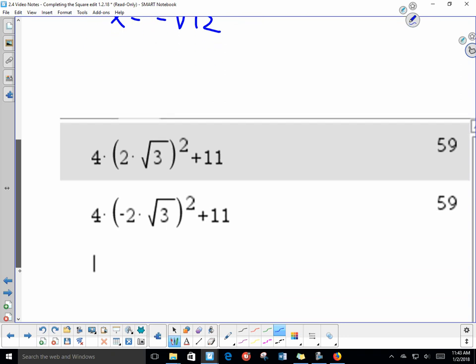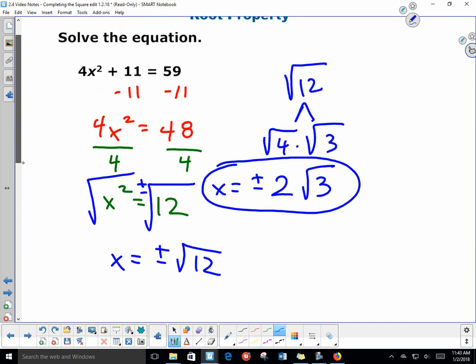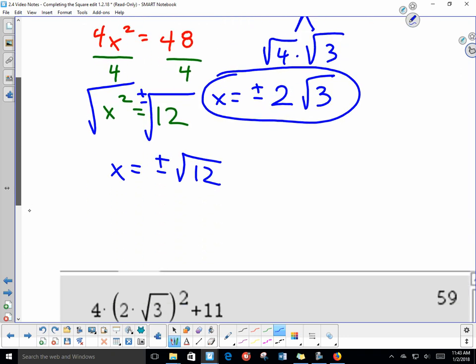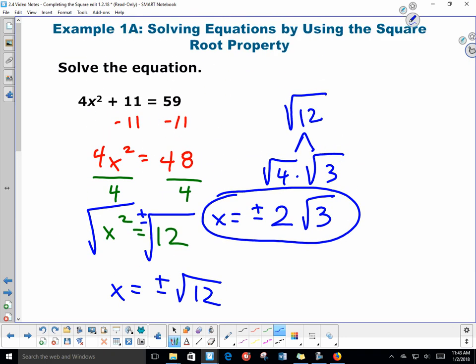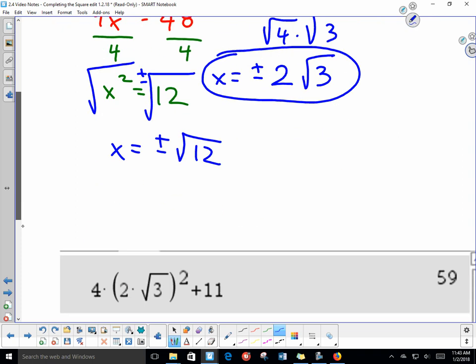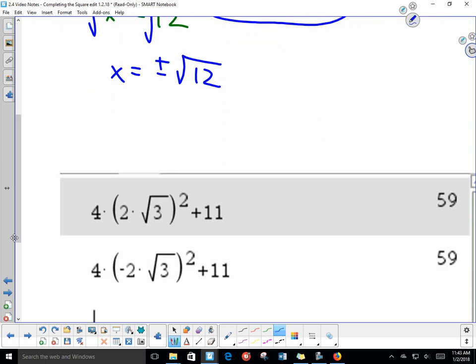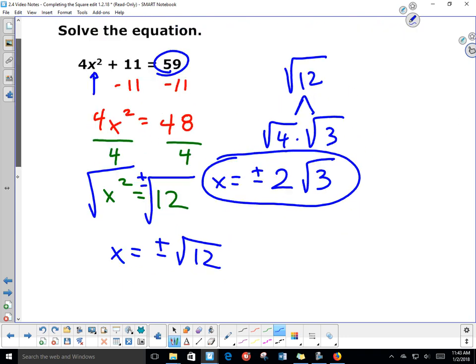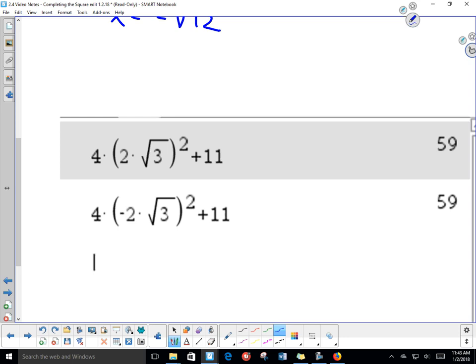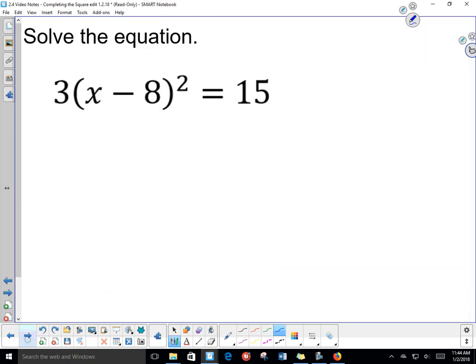And you could check that on your calculator as well. If you type in 2 rad 3 on the left side of this equation, so I'm going to plug in 2 rad 3 right here, I get 4 times 2 rad 3 squared plus 11, that ends up being 59, which is exactly what we're hoping to see on the right side. And you can do the same thing with negative 2 rad 3 popped in for x. So 4 times negative 2 rad 3, quantity squared, plus 11 also equals 59. So you can check your work on your calculator.